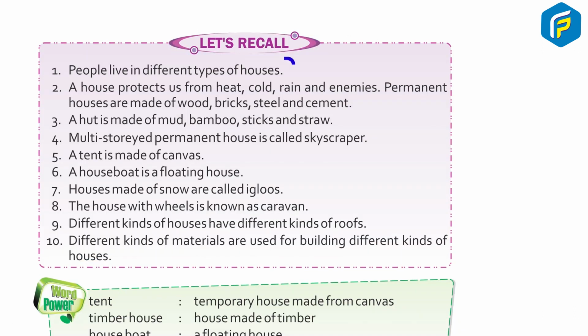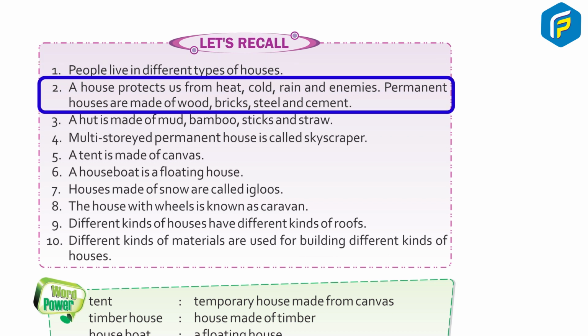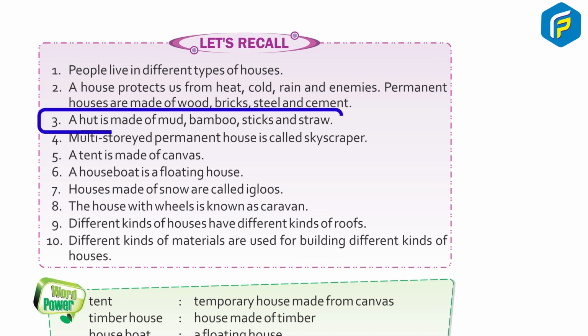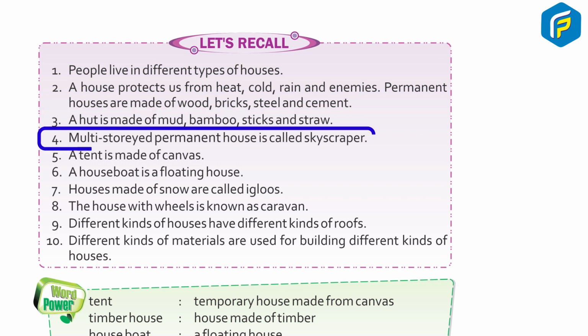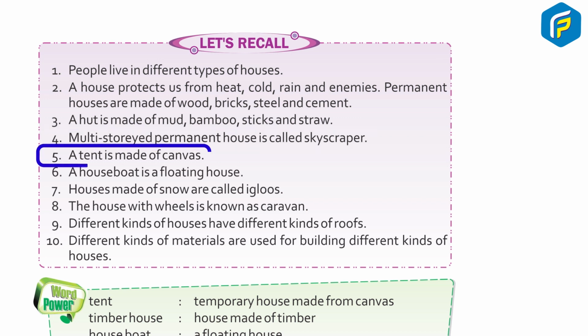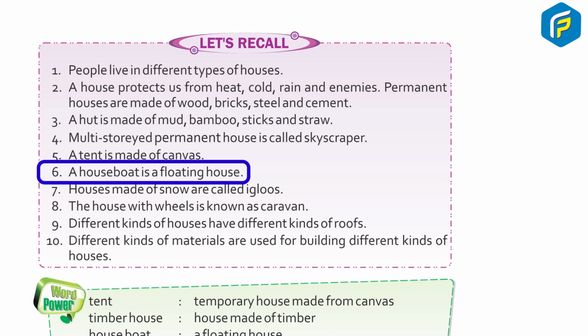Let's recall. 1. People live in different types of houses. 2. A house protects us from heat, cold, rain and enemies. Permanent houses are made of wood, bricks, steel and cement. 3. A hut is made of mud, bamboo, sticks and straw. 4. A multi-storied permanent house is called a skyscraper. 5. A tent is made of canvas. 6. A houseboat is a floating house.